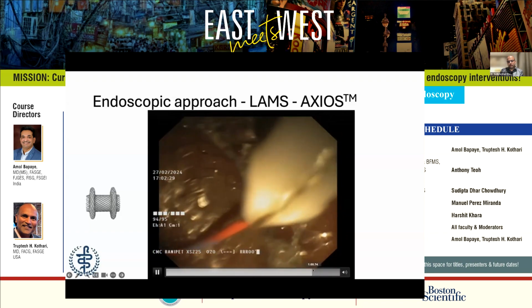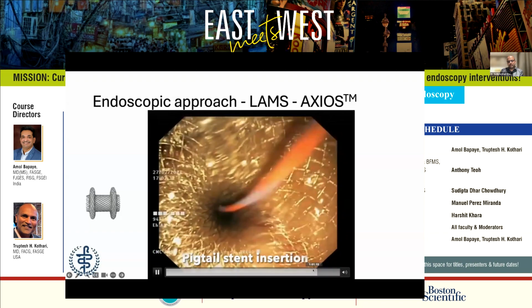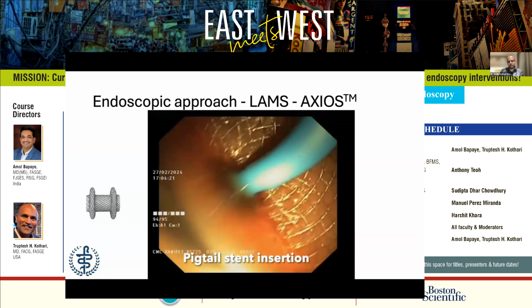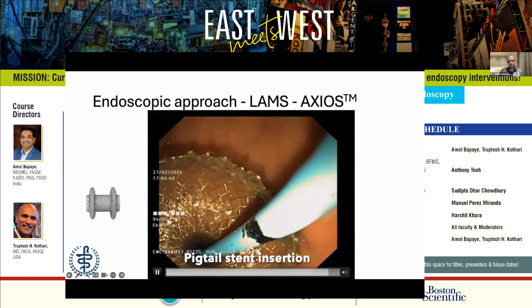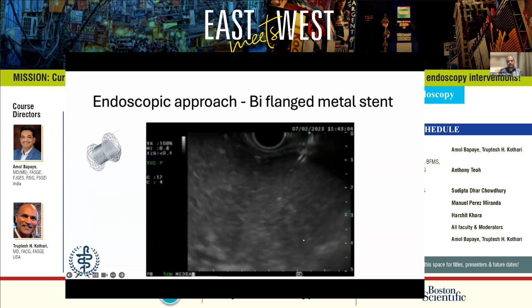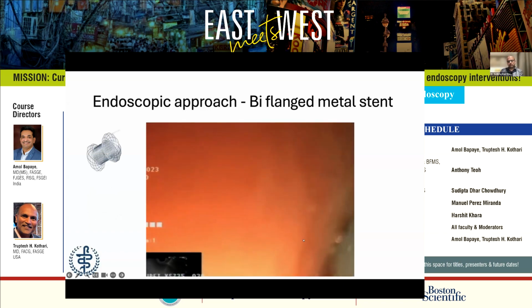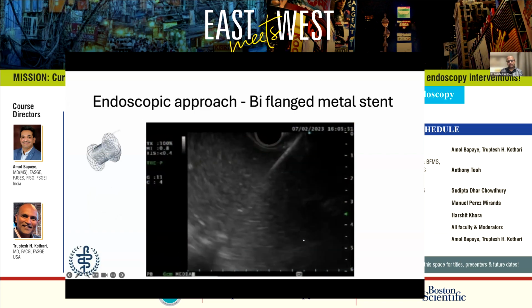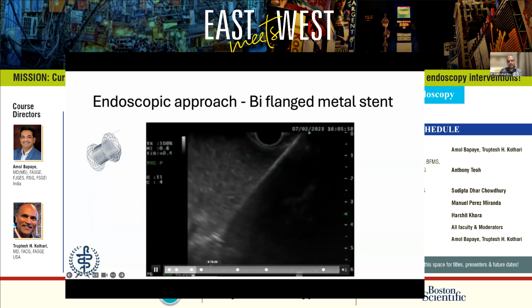We usually follow it by placing double pigtail plastic stents within the Axios. Now, the other thing which Anthony was talking about are the biflange stents, and this also we do more often in patients with acute necrotizing pancreatitis. Here we puncture in with a 10 French cystotome, and then the Nagy stent.